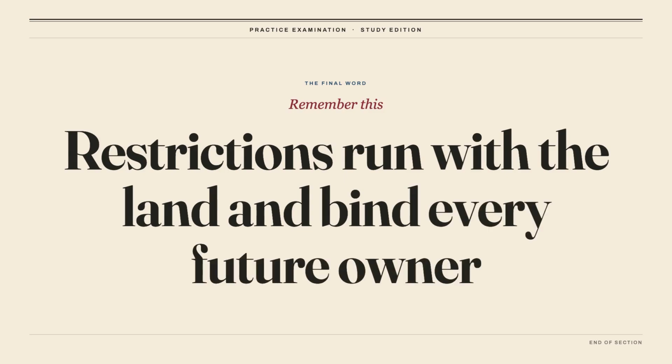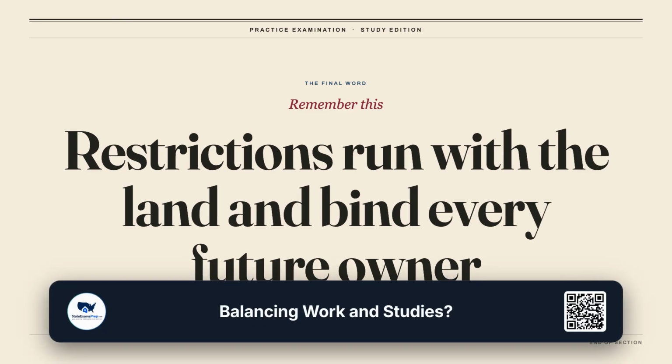Restrictions run with the land, binding every later owner automatically without being restated in each deed. That durability is exactly why a developer chooses private covenants over zoning, to make a lasting promise about what the neighborhood will look like for years to come.